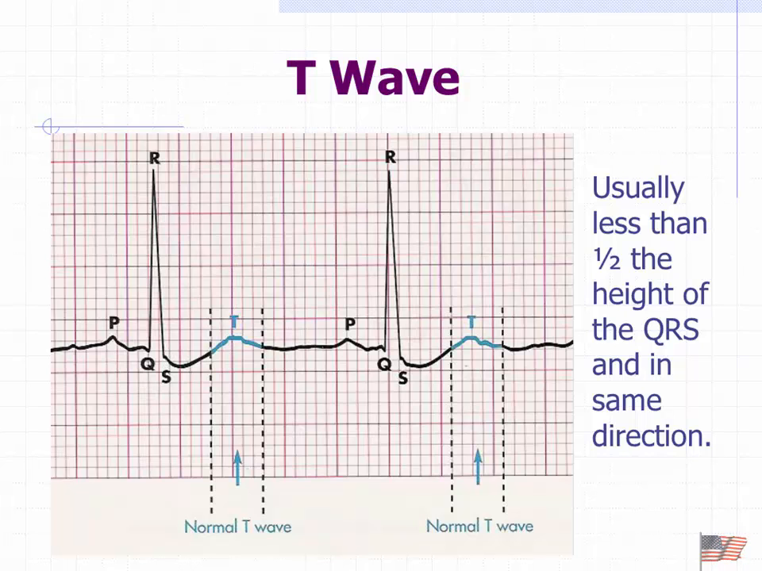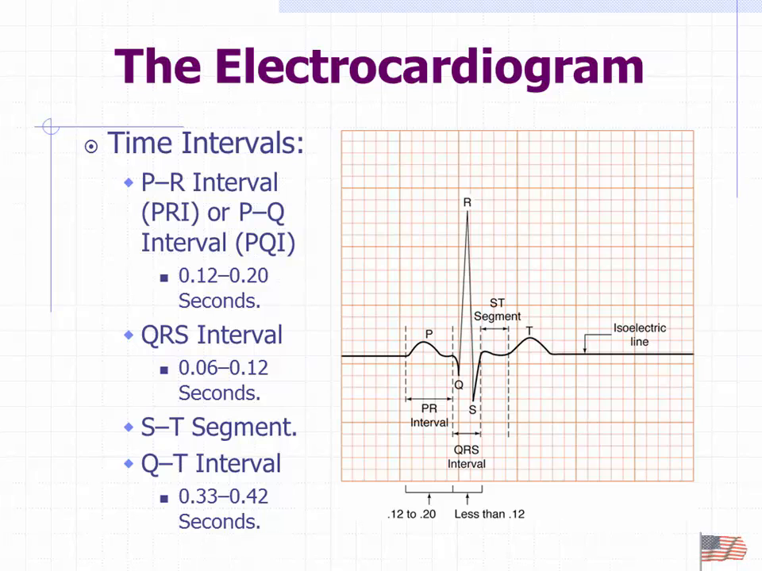So then I got my T wave. T wave normally is positive. It's not tall. And there are my various intervals. Again, what I want you to know is the QRS interval and the PR interval, as far as the times: 0.12 to 0.2 for the PR, and no more than 0.12 for the QRS.